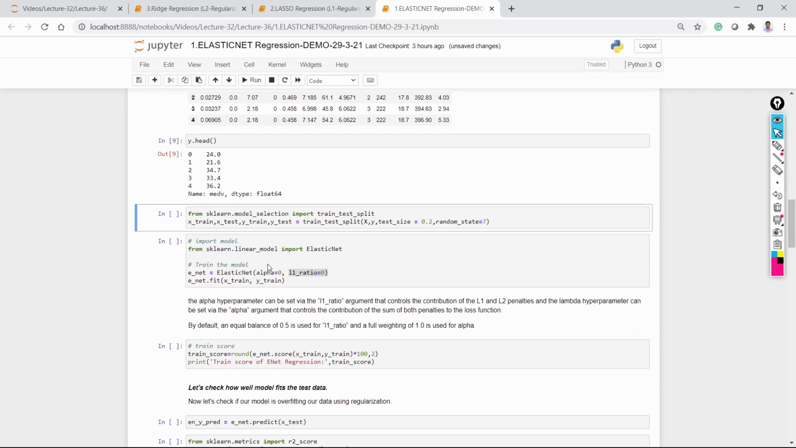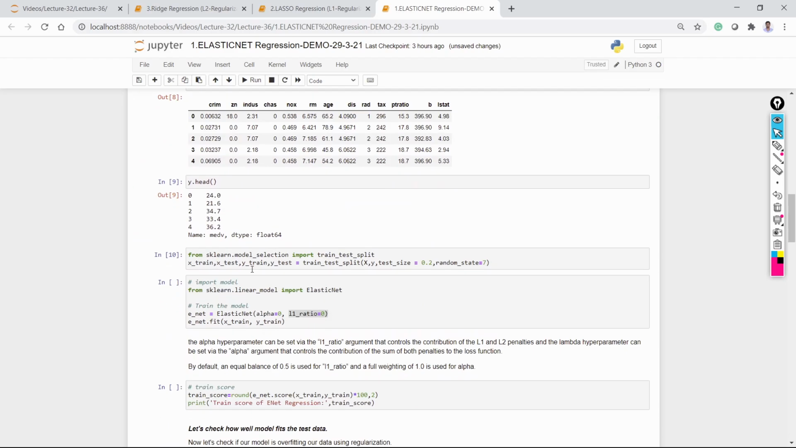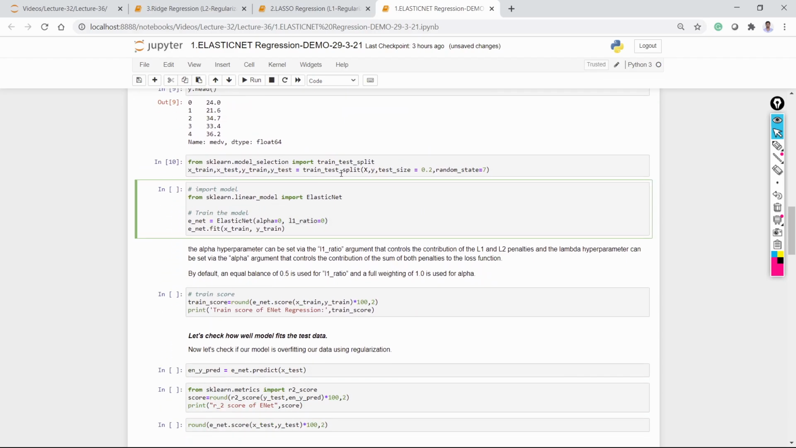Here I am dividing my data into the independent variable and the dependent variable, x and y. Then I divide the data into 80% for the training data and 20% for the test data. Here I am importing the ElasticNet library. So from sklearn.linear_model import ElasticNet regression.